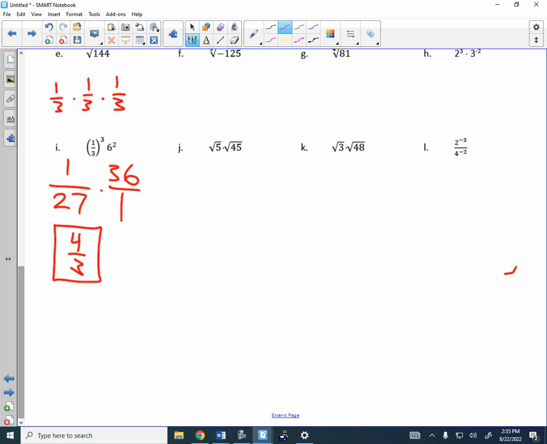How would you begin doing letter J? You pull a 9? Good, excellent. There's 2 ways of doing it. You guys have seen one way. I'll show you that 5 times 45 is 225, and the square root of 225 is 15.